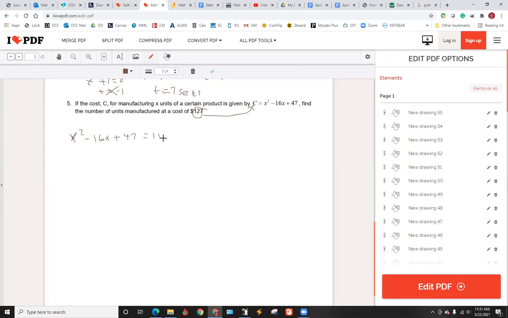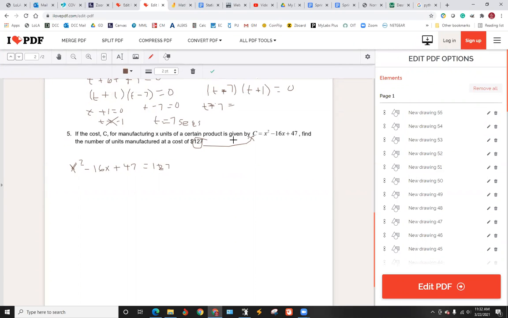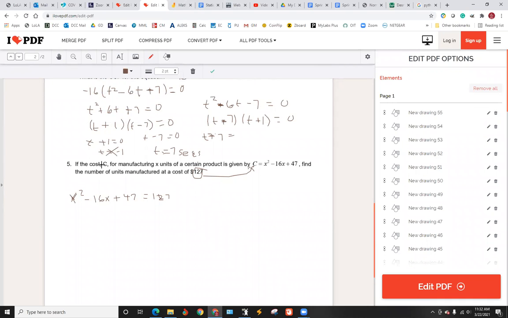All right, so solve this. When you get it done, let me know, and that's your ticket out of the class. Because they tell us that cost is C, and so they want us to know the number of units for a cost of 127.